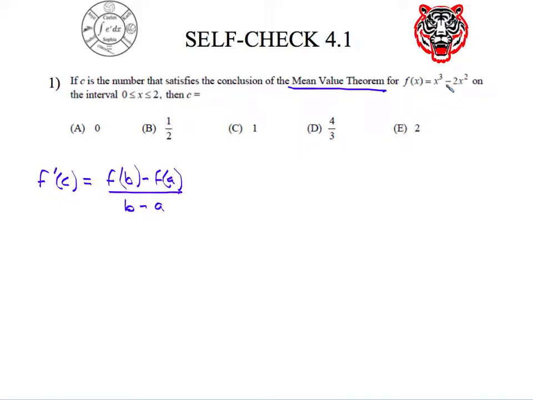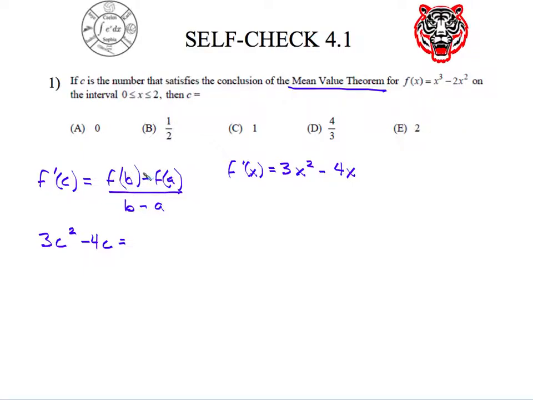Okay, moving on. We have our f function here, so let's take the derivative and then plug in C. The derivative of f of x, so f prime of x here, is going to be 3x squared minus 4x. Plugging in C, f prime of C now is 3c squared minus 4c, which is equal to, okay, now we have to figure out what everything here is.